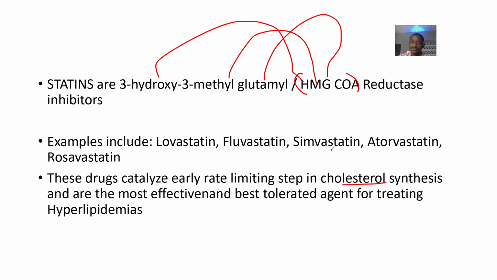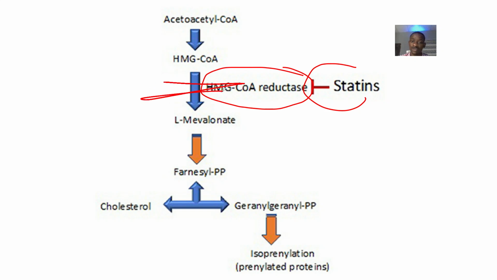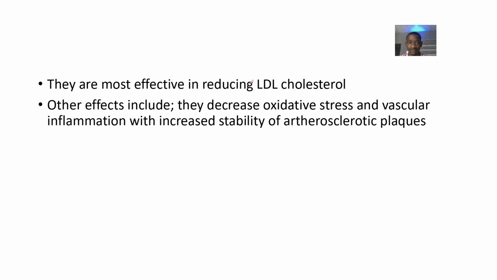Do you understand? Examples of statins include Lovastatin, Fluvastatin, Simvastatin, Atorvastatin, and Rosuvastatin. I think there's a Pravastatin or something. Then there's another one. I think there are two more that are not here. Okay, so can you see that this is the pathway for the production of cholesterol? Now statins have a way of what? Attacking this enzyme. Once they attack this enzyme, everything is cut off, nothing works again.